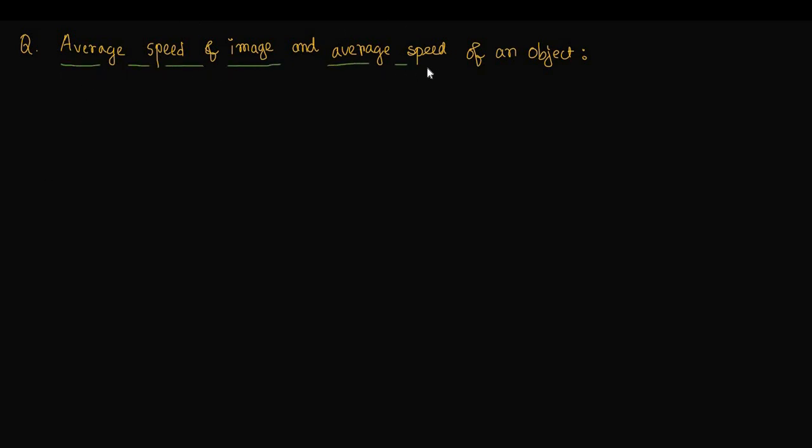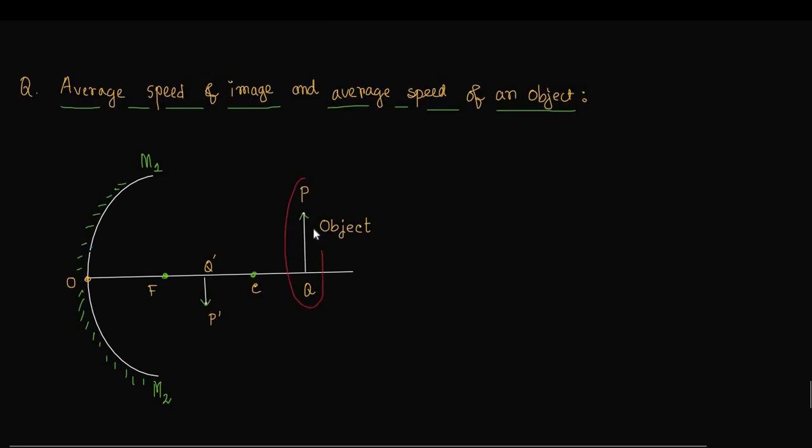Average speed of image and average speed of an object. This is an object which is placed at a distance u1 from a concave mirror M1M2, and P'Q' is the image. P'Q' is the image which is formed between the focus and center of curvature.